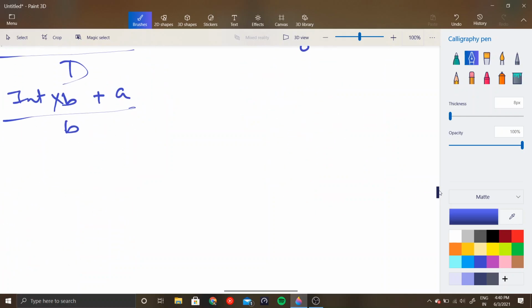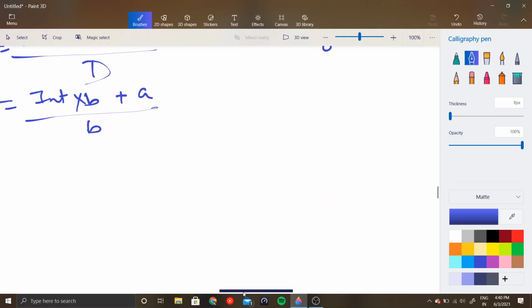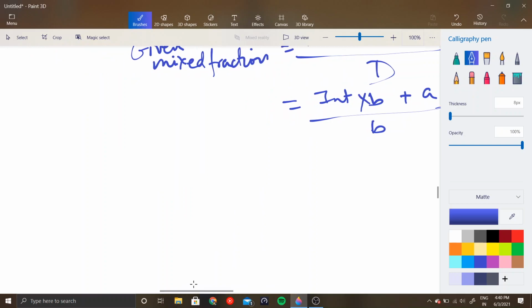Now, when you know how to convert a mixed fraction into an improper fraction, you should also know how to convert it back, correct? Suppose I have an improper fraction like this. How do you identify an improper fraction? Again, you have a denominator which is less than the numerator. So basically you have more than one cake here, because you are dividing the cakes into 4 parts.